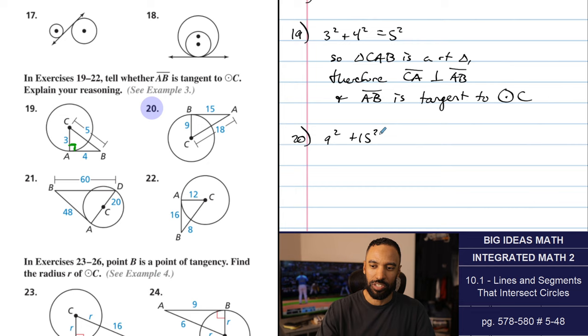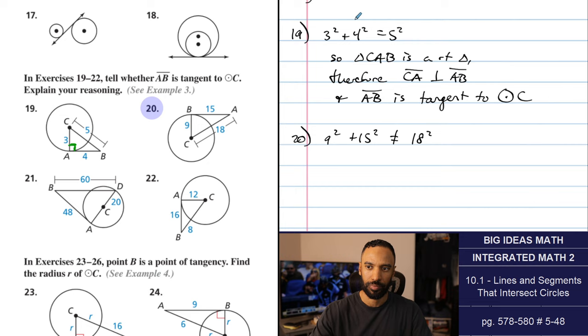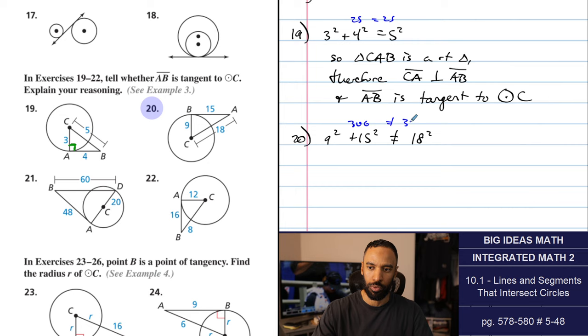9 squared plus 15 squared, that's 81 plus 225, which is 306. That doesn't equal 18 squared. 18 squared is 324. So 306 doesn't equal 324. Therefore, not tangent. I'm just going to put not tangent. So AB is tangent. This other one, not tangent.